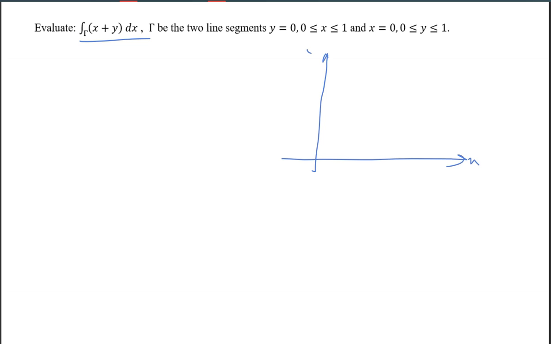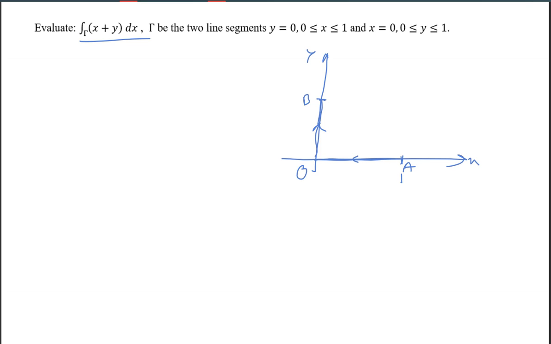So what is the curve? Suppose this is the origin 0, 0. The first segment is y equal to 0, that is the x axis from 0 to 1. Suppose this is 1. The first segment is this one, and the second segment lies on x equal to 0, with y from 0 to 1. If I denote this point A and this point B, the line segments are OA and OB. You may take BO to OA, no problem. Whatever direction you can just write.